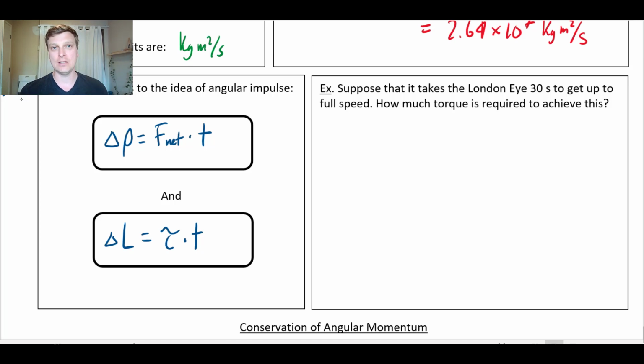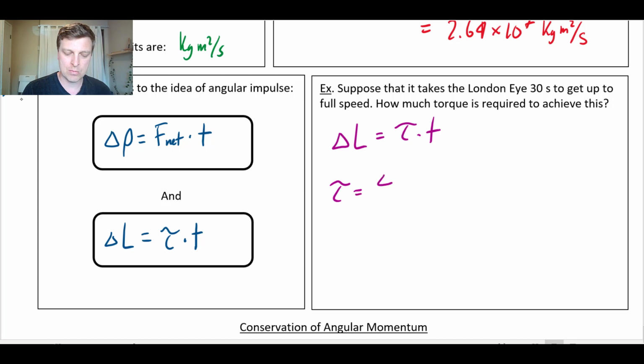So this next example, imagine this London Eye. Imagine it's at rest, okay? And first thing in the morning they fire it up, and it takes 30 seconds to get it going full speed. How much torque is going to be required to achieve this? Well, the change in angular momentum is going to equal the torque times the time. It's always hard writing tau t, but you'll get the hang of it.